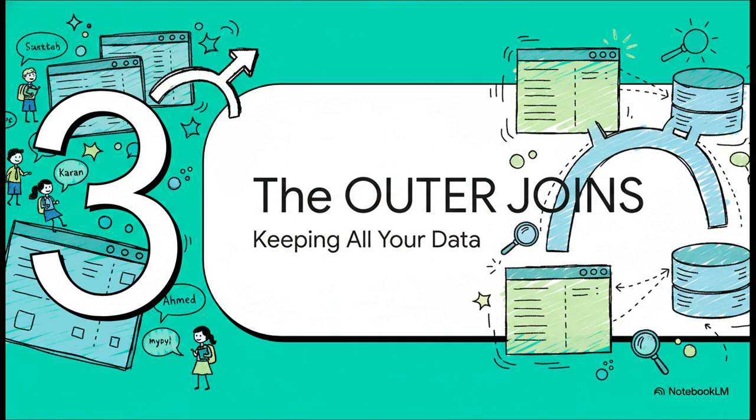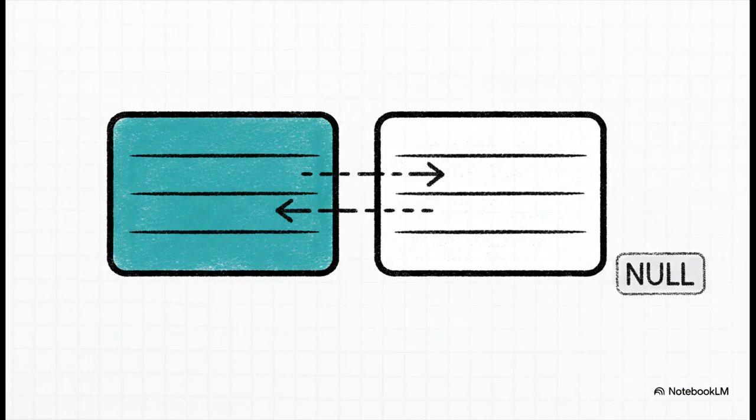Well, that's when you need a totally different kind of bridge, and that brings us to the world of outer joins. The most popular type of outer join, by a long shot, is the left join. And the rule for it is incredibly simple. You keep every single row from the first, or left, table you mention in your code. If you find a match in the right table, awesome, bring that data over. If not, no big deal, just put a null in its place.